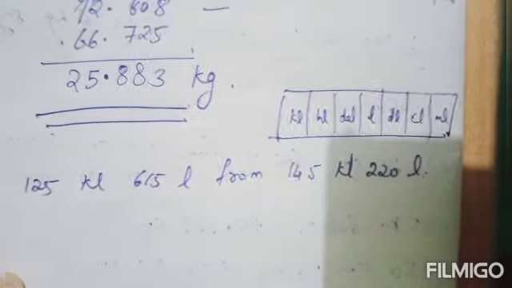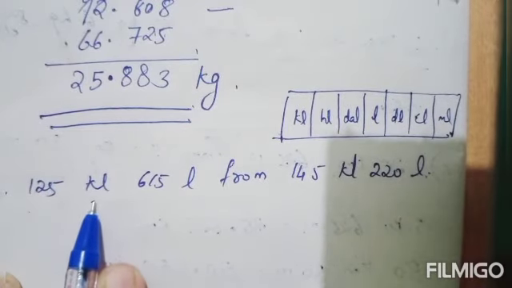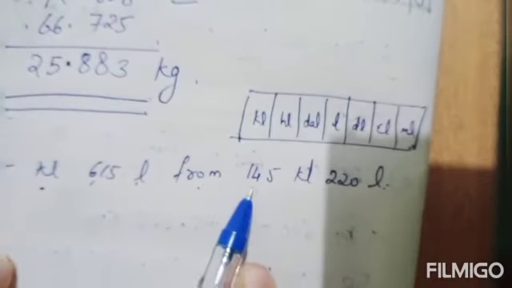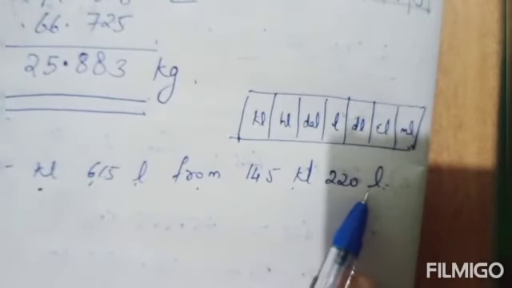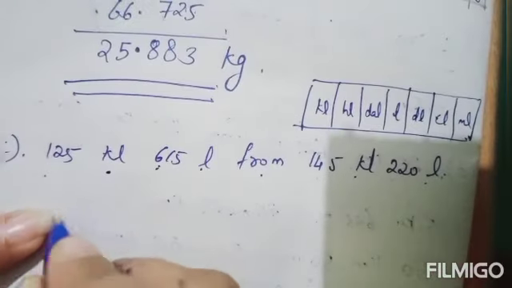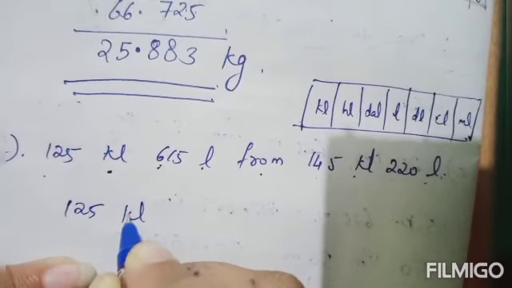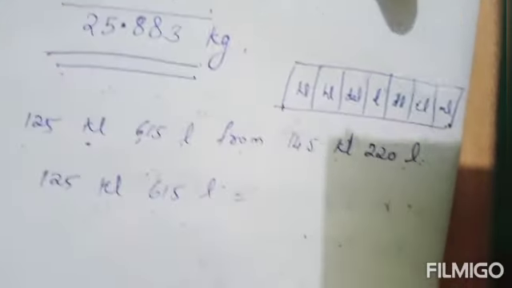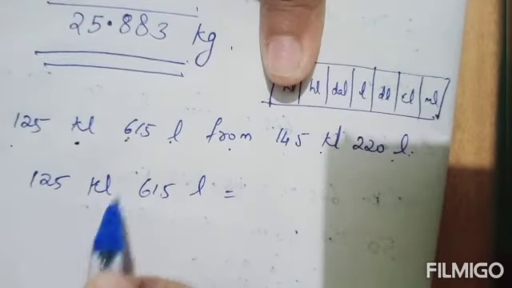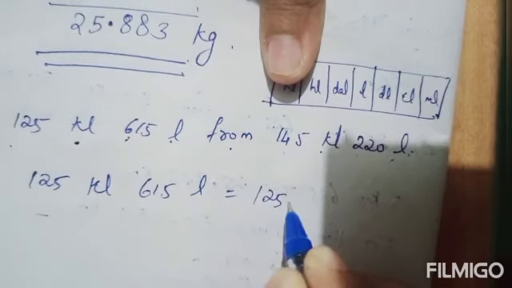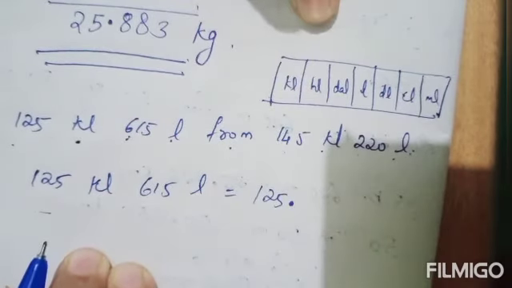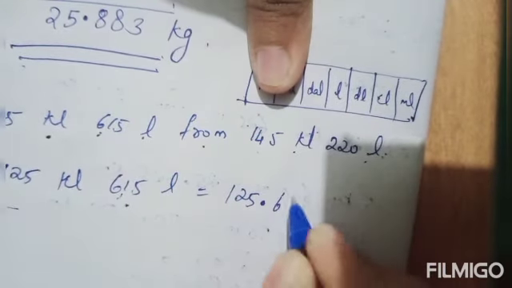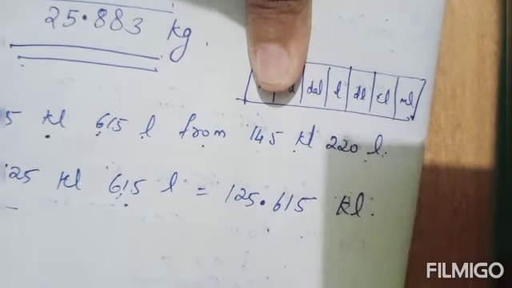Okay. Next, see, 125 kiloliter 615 liter from 145 kiloliter 220 liter. So first you can write this in decimal notation. 125 kiloliter 615 liter. What will come in decimal notation? This kiloliter you can write before the decimal point. 125 point. Now this liter you can write after the decimal point. So 615, unit will be kiloliter.